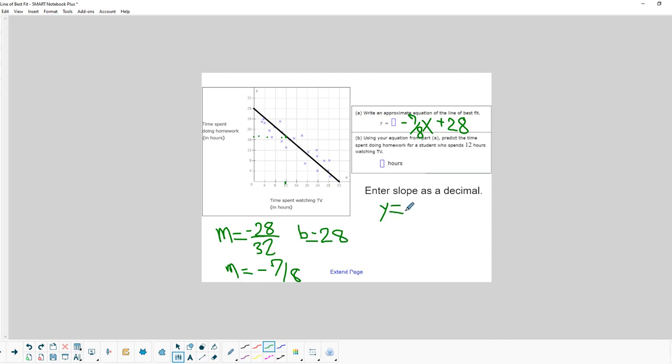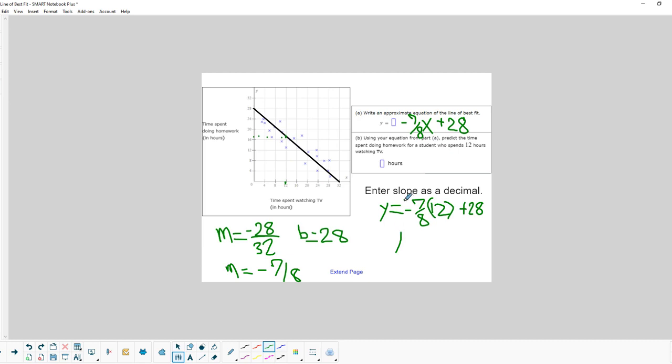Y equals, and I'm going to use negative 7/8 at the moment. And so we're going to put in 12 hours there, and then add 28 at the end. So if I grab a calculator, and I just do negative 7/8, which I can do by just doing 7 divided by 8 equals, times that by 12, and then add 28. This calculator is not as good as the one that you use in class, so you can do that calculation a little easier.